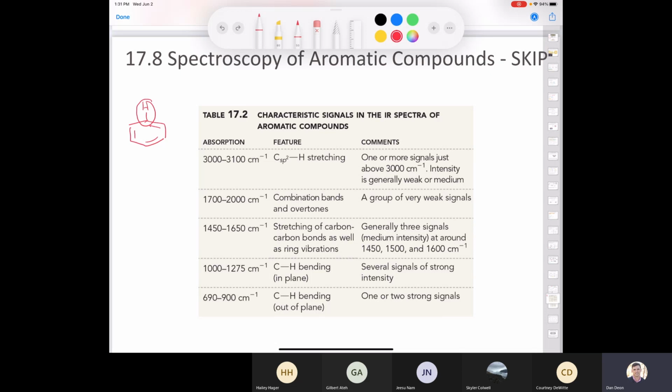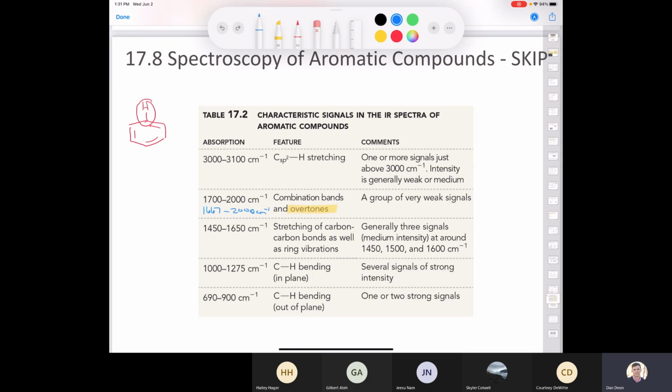Also, in terms of the overtones, students really seem to identify with the overtones for some reason. The overtones, it says here 1,700 to 2,000. It's more like 1,667 to 2,000, but whatever, 1,700 is definitely close enough, okay? What else? We see aromatic stretching between 1,650 and 1,450.